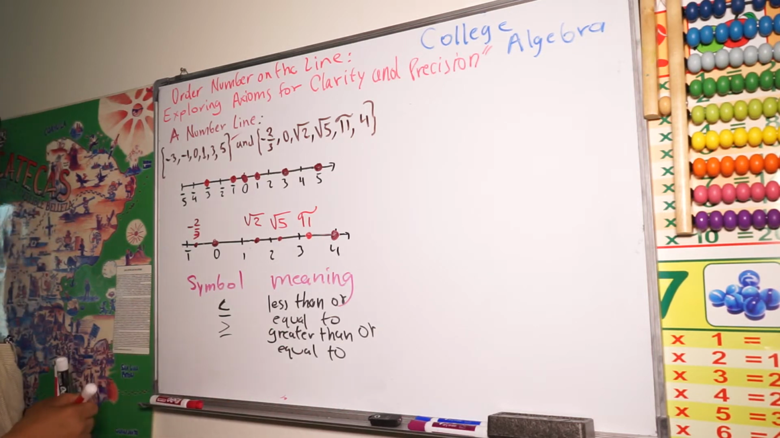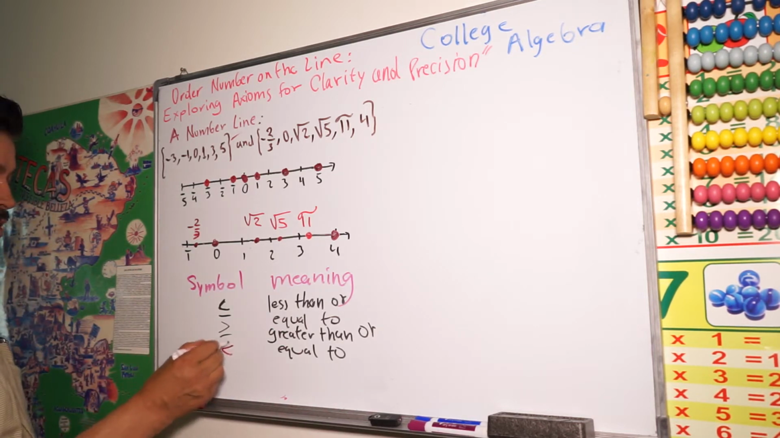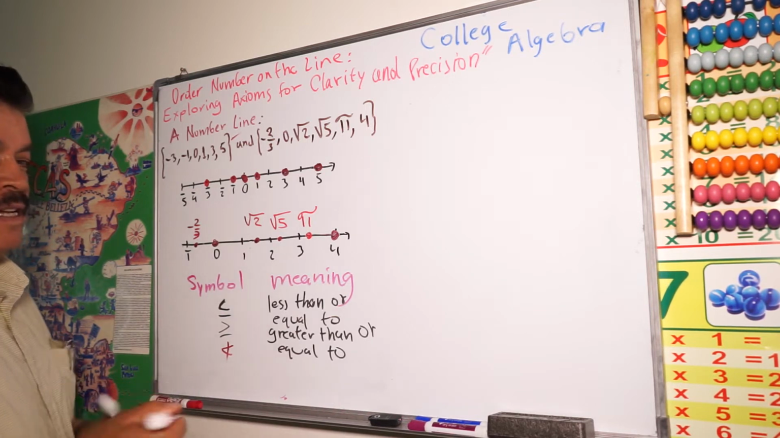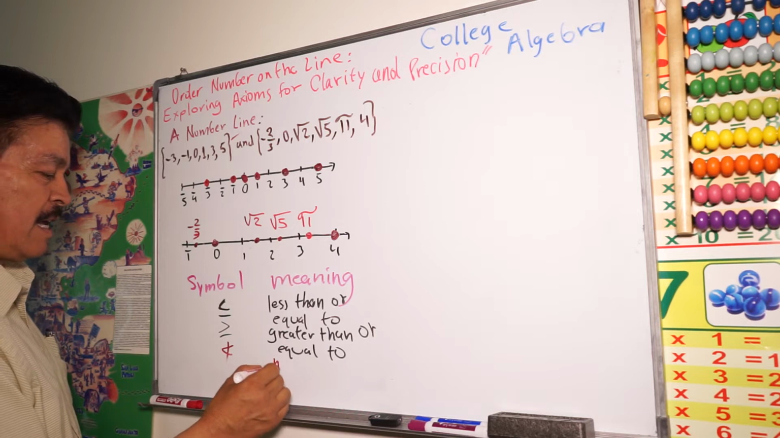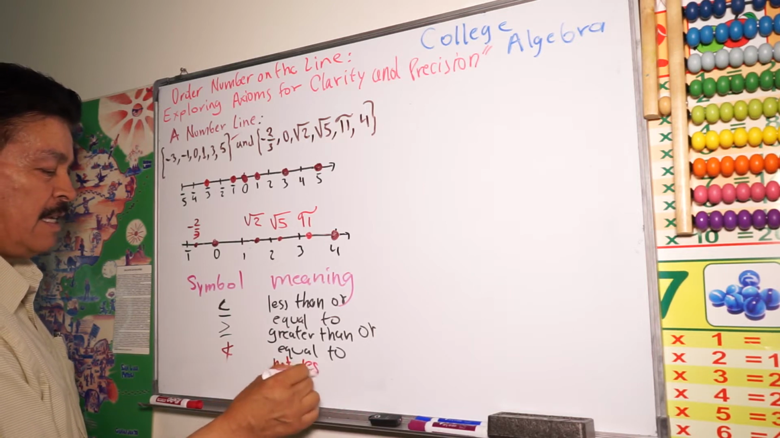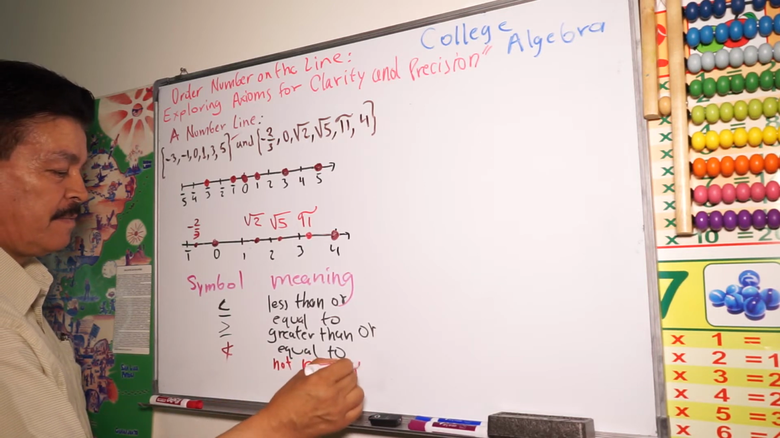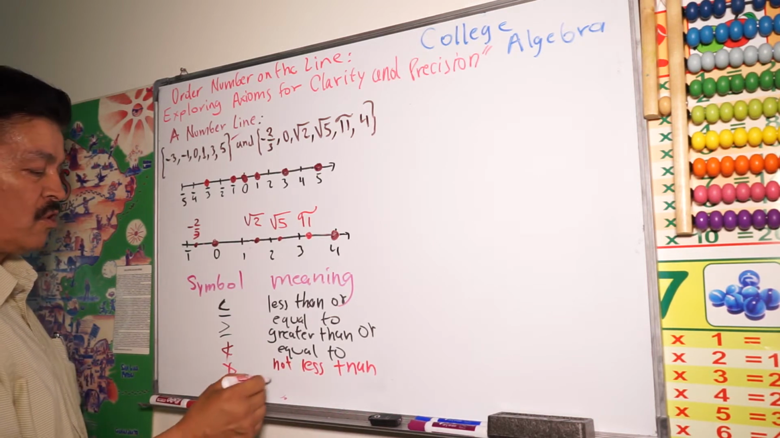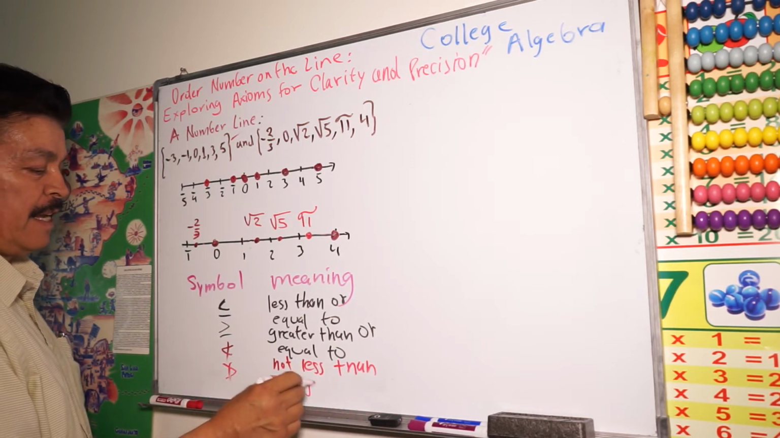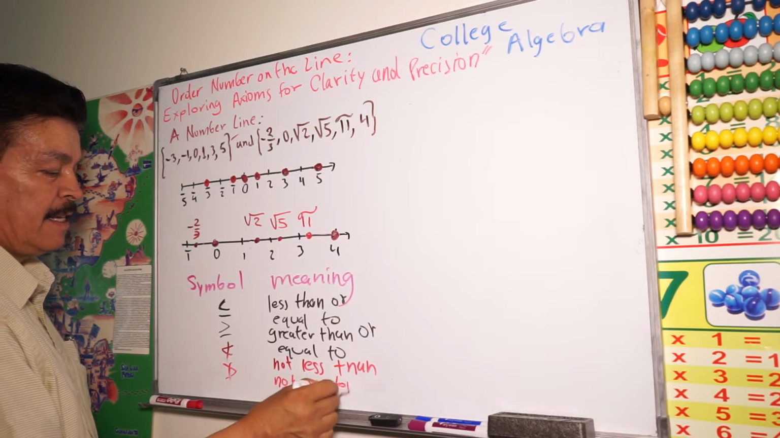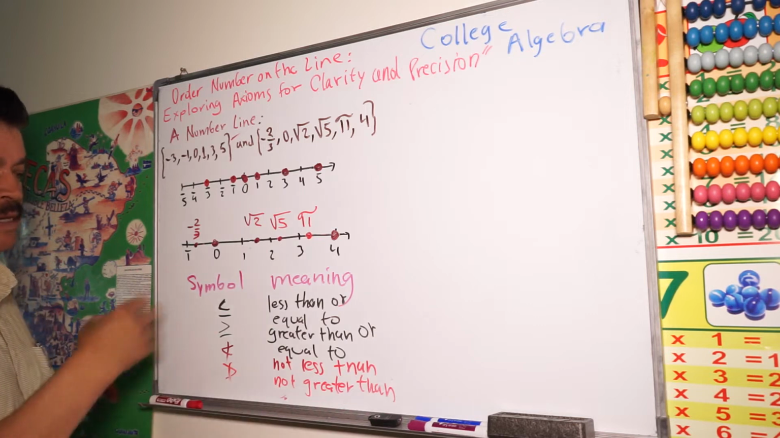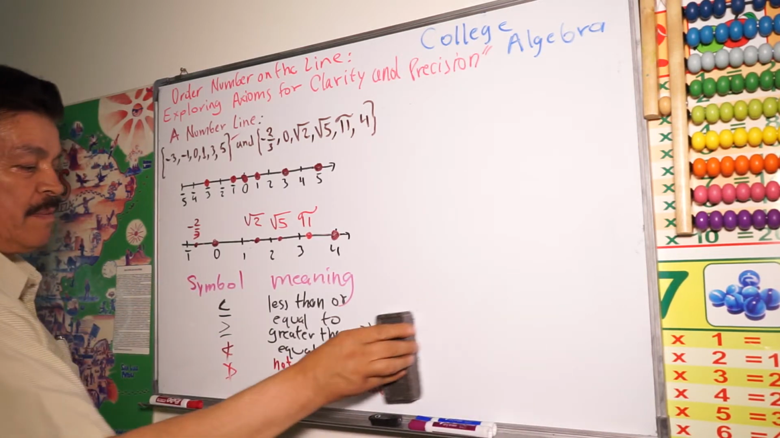And then we have other signs. Sometimes we use, for example, this one, which means not less than. And this one, of course, means not greater than. Let's just keep in mind this kind of concept, right?